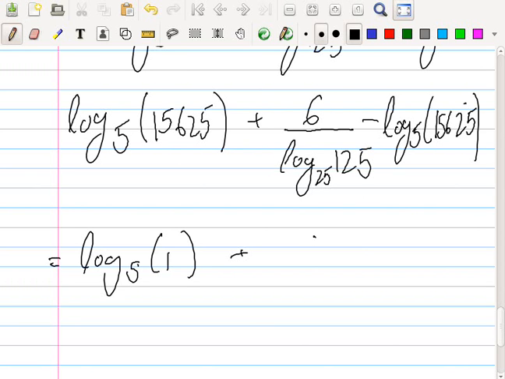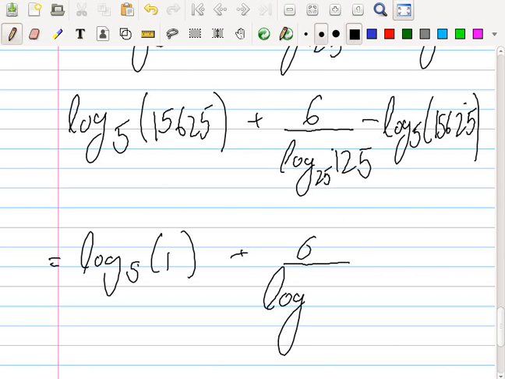And then here, what's log 25 of 125? I think that's, I don't know actually. I was going to say 3, but it's not 3, because 25 cubed is not 125. So I'll need to simplify this a little bit. 6 over 3? Wait, slow down. I need to simplify this a little bit.